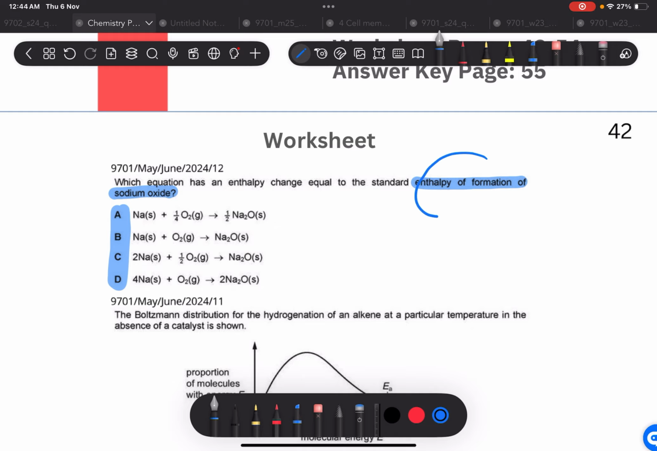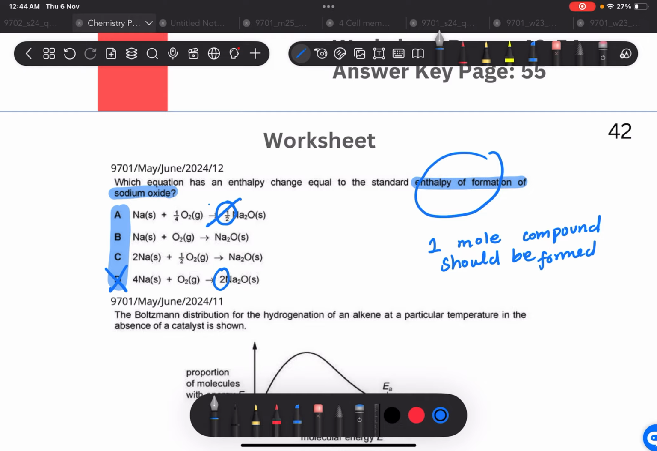So what is enthalpy of formation? Enthalpy of formation is that 1 mole of compound should be formed. Okay, so you are forming 1 mole of compound. So on the basis of this, we can eliminate option D. Why? Because we're forming 2 moles. Okay, first thing is done, and we can eliminate option A as well because we're forming half a mole. So now we're just left with two options, option B and option C.